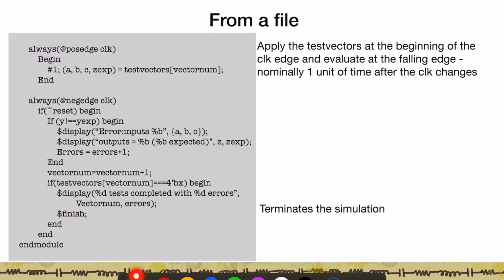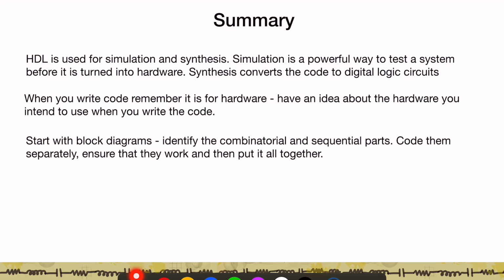Once you've done that, then you can close up all the modules and if statements and for statements that you have opened. Finally, I hope you've gotten a sense of Verilog coding from this video and the previous two videos. So just a few points to remember. HDL is used for simulation and synthesis. Simulation is a powerful way to test a system before it is turned into hardware. Synthesis is the next step, and that converts whatever you've coded up in the HDL into digital logic.